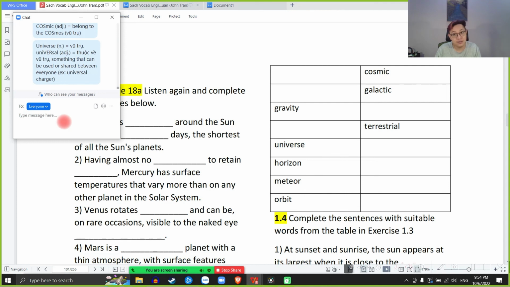Universal, we can say love is universal. Tình yêu là ở loài nào cũng có. Love is universal. Tình yêu ở giới nào cũng có. Love is universal. Có ở khắp nơi, hoặc có thể sử dụng và share, được chia sẻ với bất kỳ ai cũng được. Universal. Next word, galactic. So galaxy.